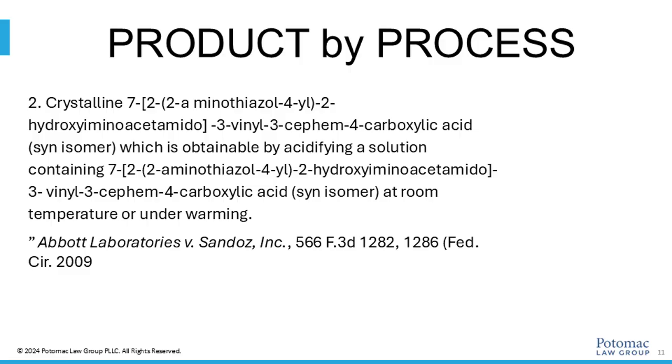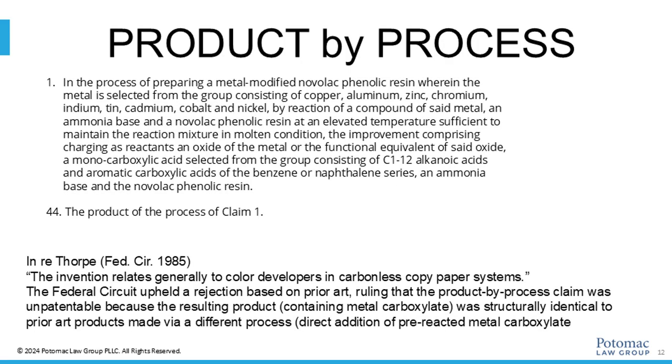Another case I found was In re Thorpe, 1985 Federal Circuit. Here, the main claim at issue is a process claim, a method claim. That's claim 1, as you see. But then another claim at issue is claim 44, which says the product of the process of claim 1. I would say this claim 44 we may call a pure product by process claim.